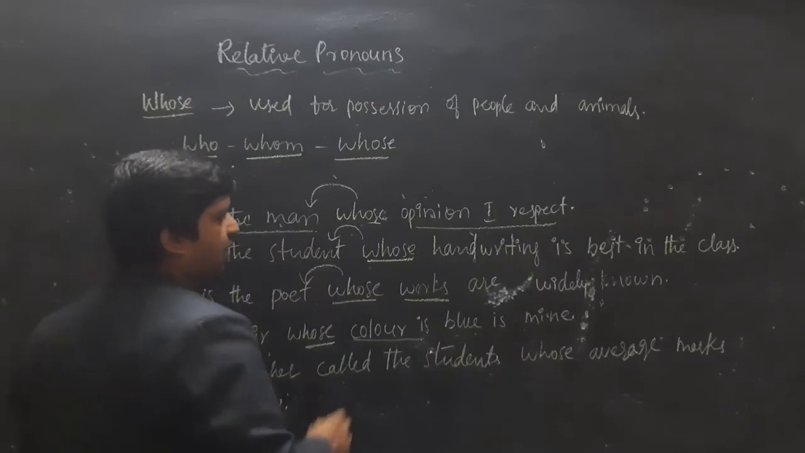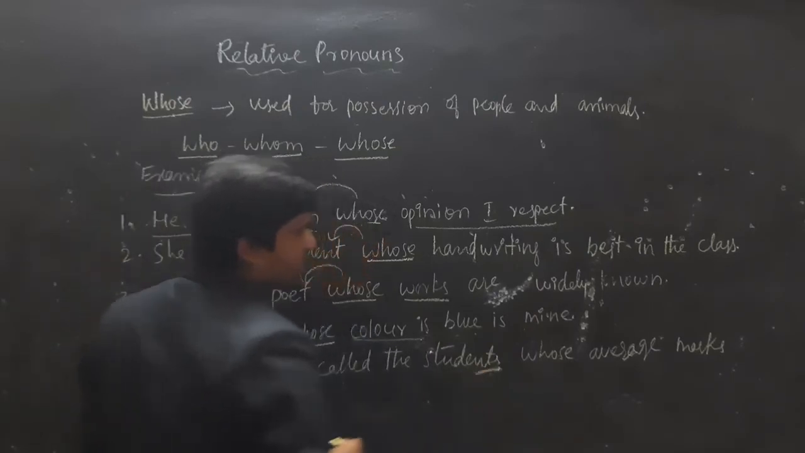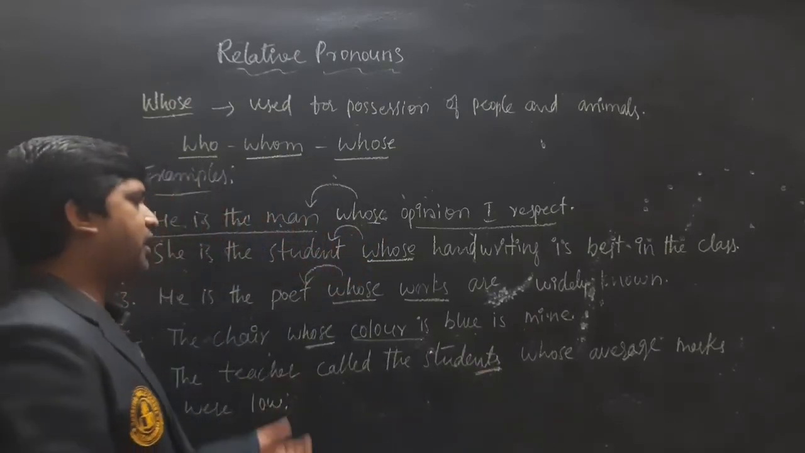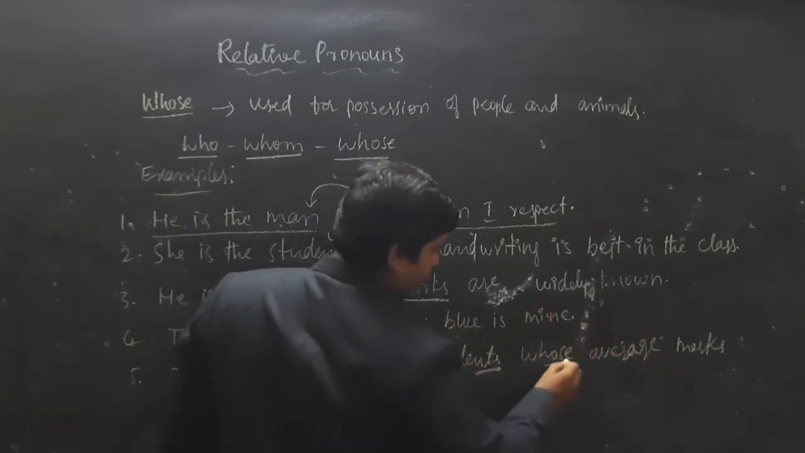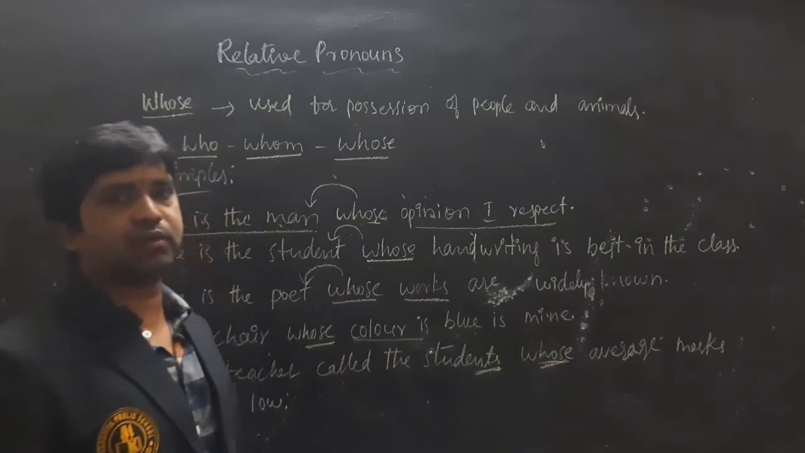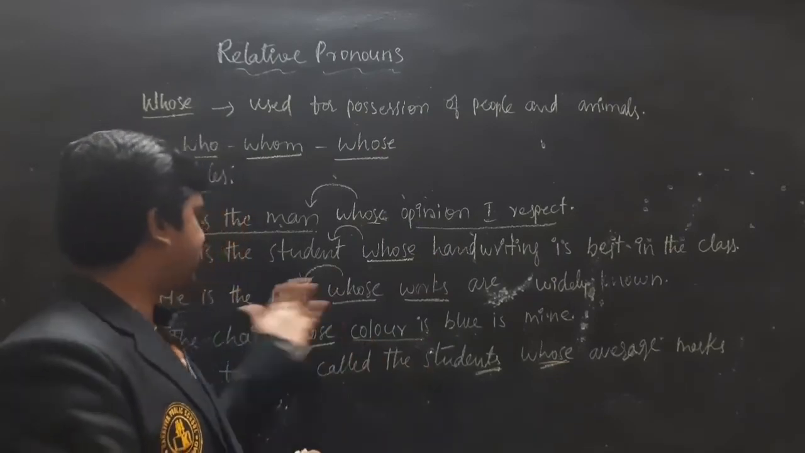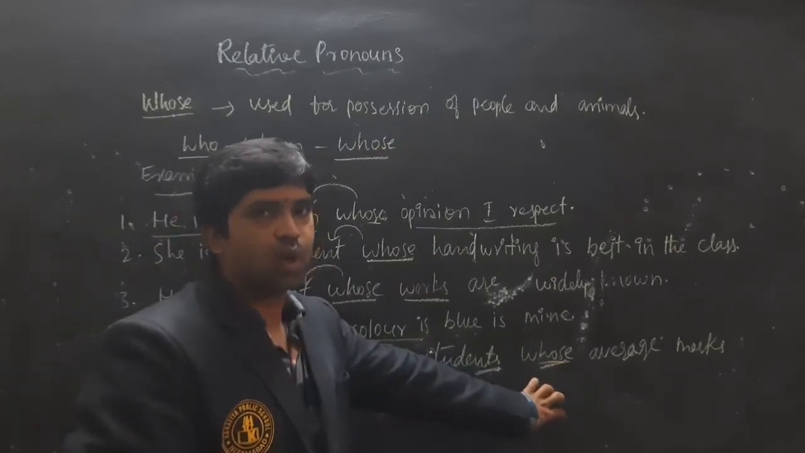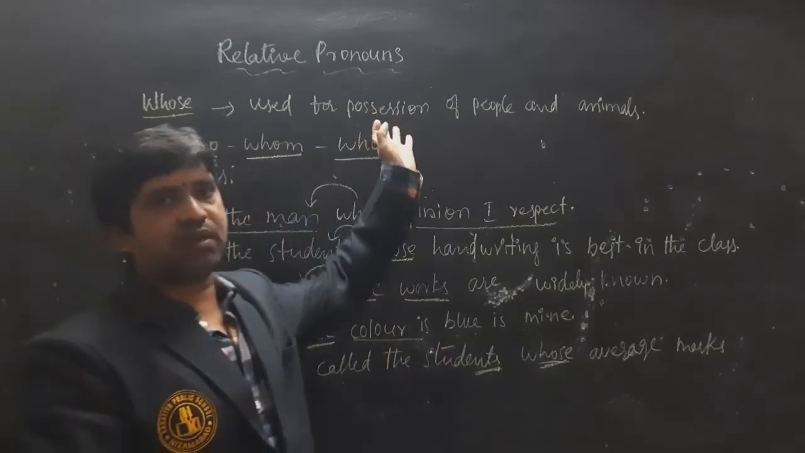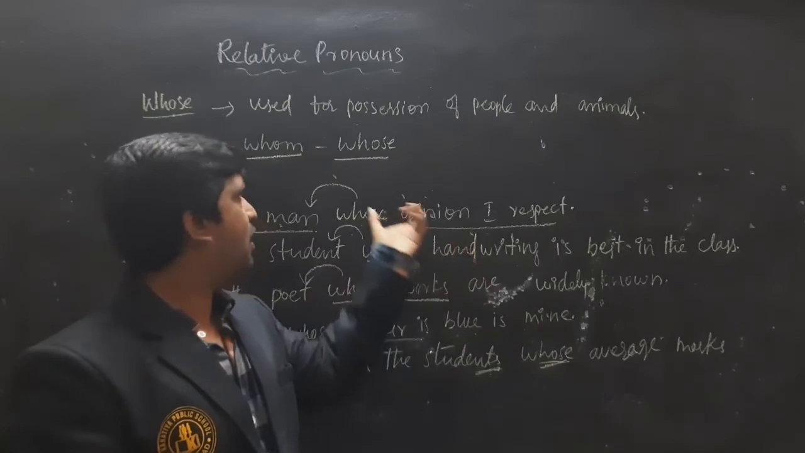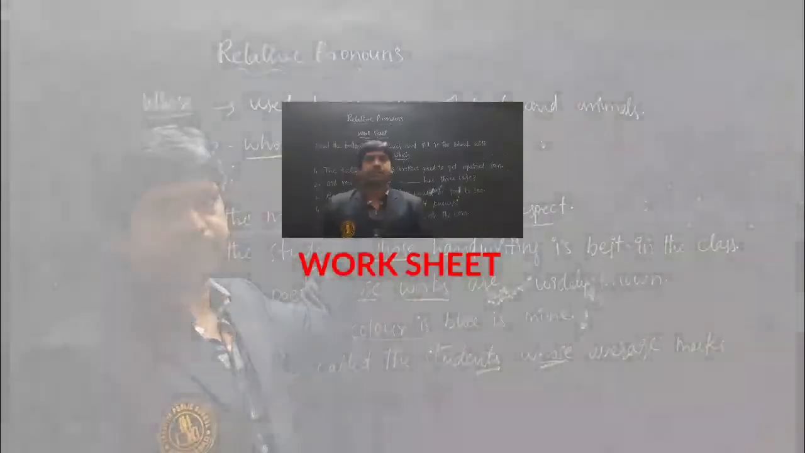The teacher called the students whose average marks are low. Here the teacher called the students. Who called the students? Teacher. Whose average marks are low: those who secured less marks, the teacher called them. In this way, for showing possession, we are using whose.